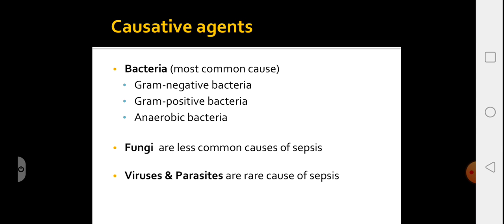What are the causative agents? They are bacteria, the most common cause, which include gram-negative bacteria, gram-positive bacteria, and anaerobic bacteria. Fungi are the less common cause of sepsis, and among the fungi, Candida is the most common cause. Viruses and parasites are the rare causes of sepsis.